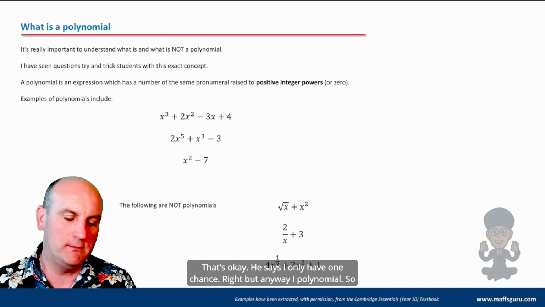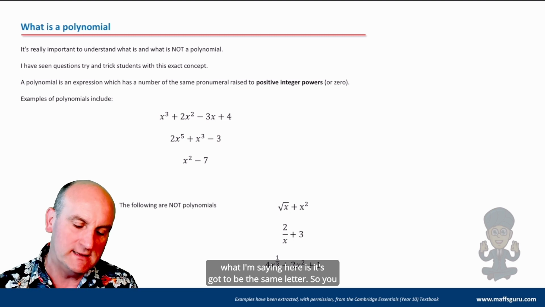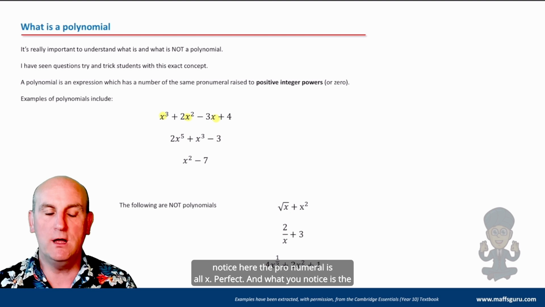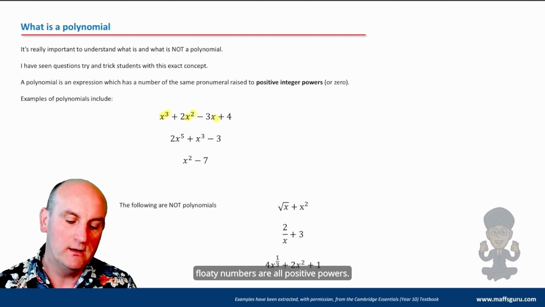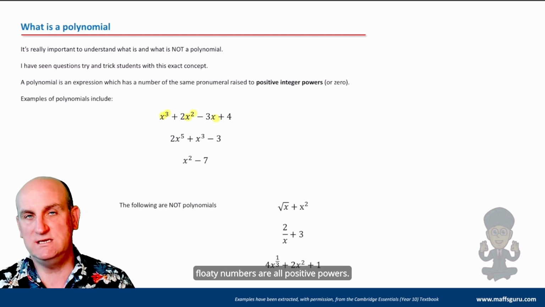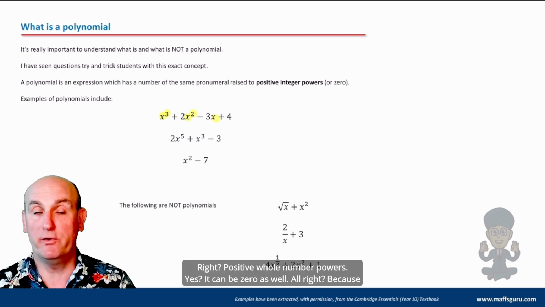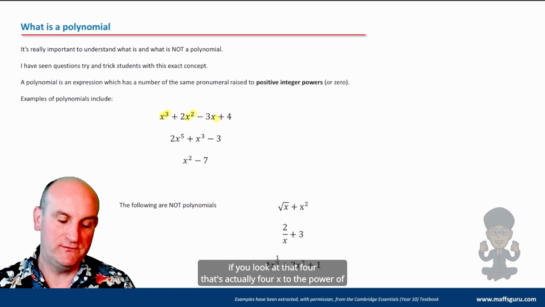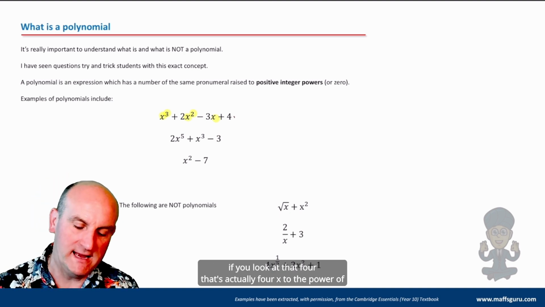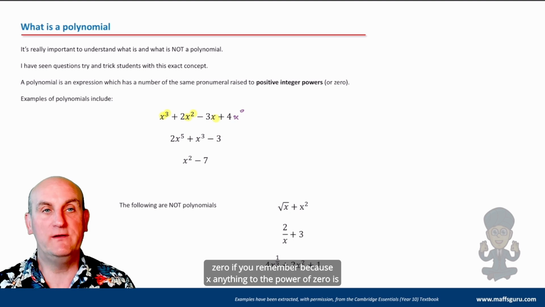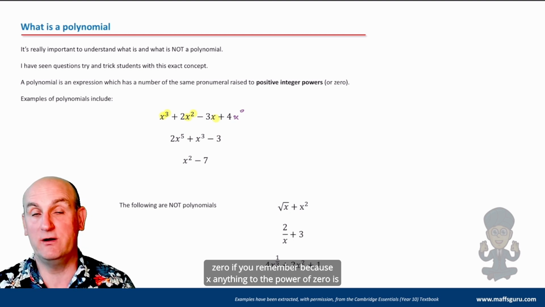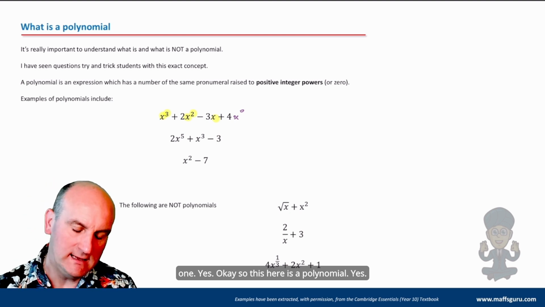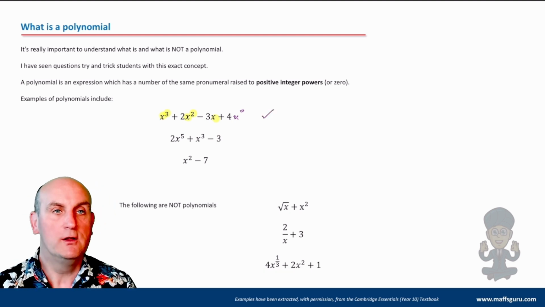Right, but anyway, a polynomial. What I'm saying here is it's got to be the same letter. You notice here the pronumeral is all x. And the powers are all positive whole numbers. It can be 0 as well, because that 4 is actually 4x to the power of 0, since anything to the power of 0 is 1. So this here is a polynomial.